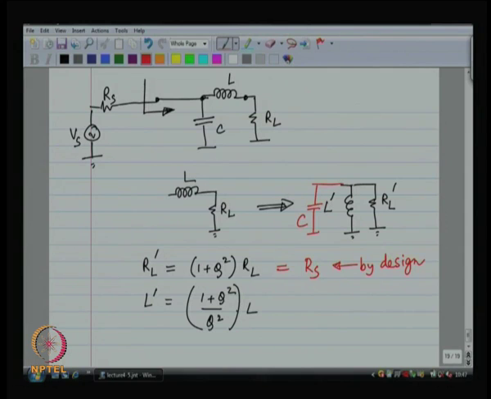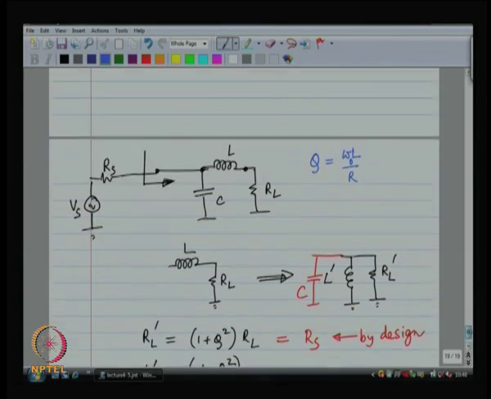Once you have figured out what is the value of Q you need, you can figure out what is the value of L, because L in series with R L means, what does it mean? That the Q is going to be equal to R by omega naught L. No, exactly opposite, omega naught L by R. I think yeah, this is wrong.